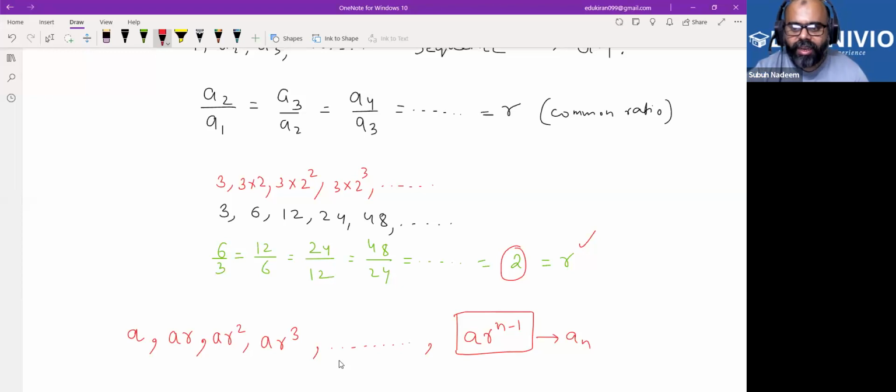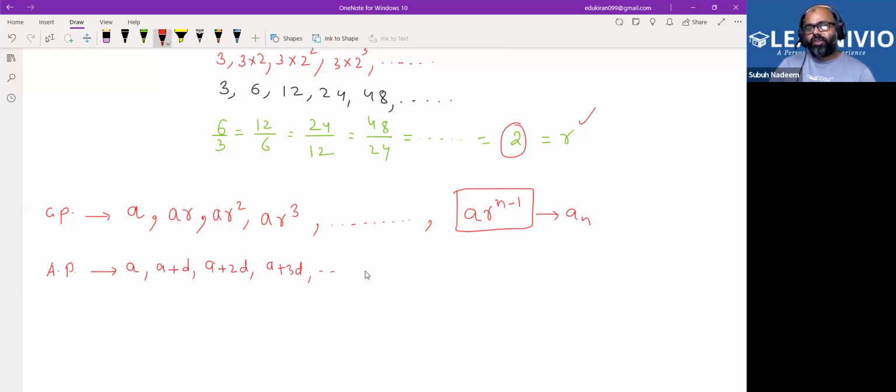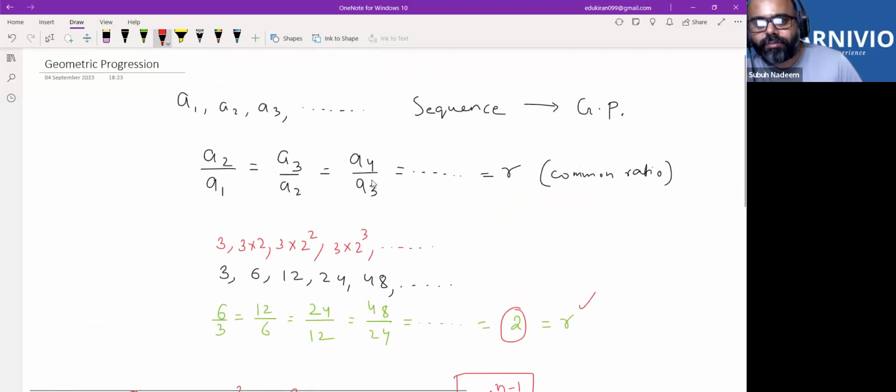So this is how a GP can be written with the help of the first term and common ratio. In AP, what we used to do, A, then A plus D, then A plus 2D, then A plus 3D. So there was addition and D was getting increased. And A plus (n minus 1)D was the nth term of an AP. So similarly, you can see that what is happening in GP, there is multiplication. So you can now write it down from here.